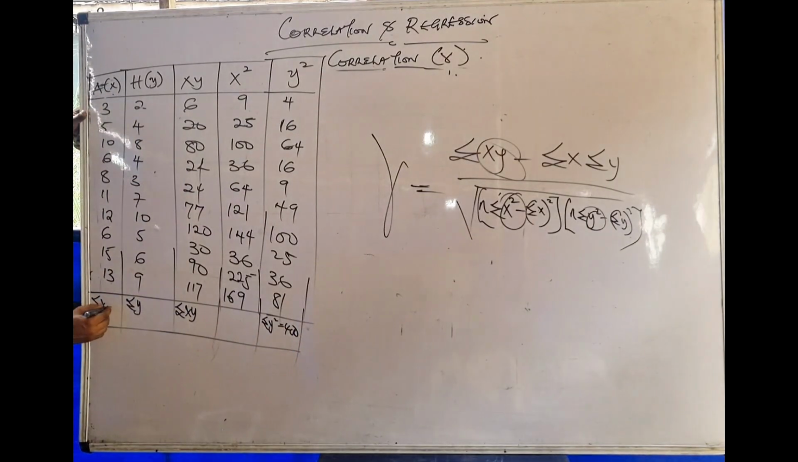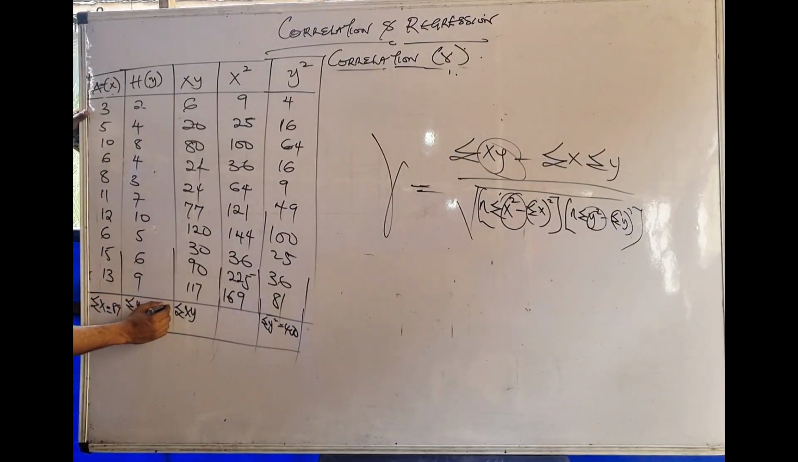What do you have there? 89. What's the sum of y? 58. What's the sum of xy? Give me accurate values. If your values here are wrong, it will affect our result, so be very careful while solving.